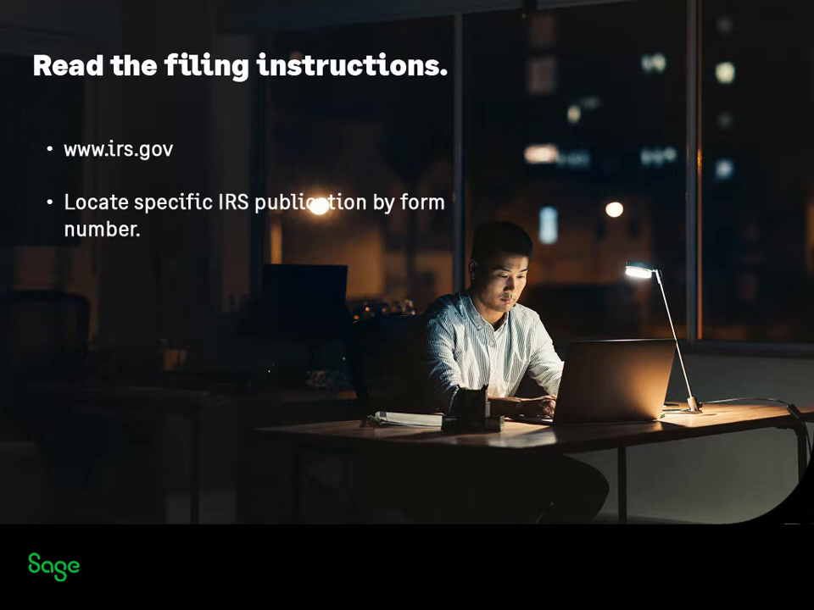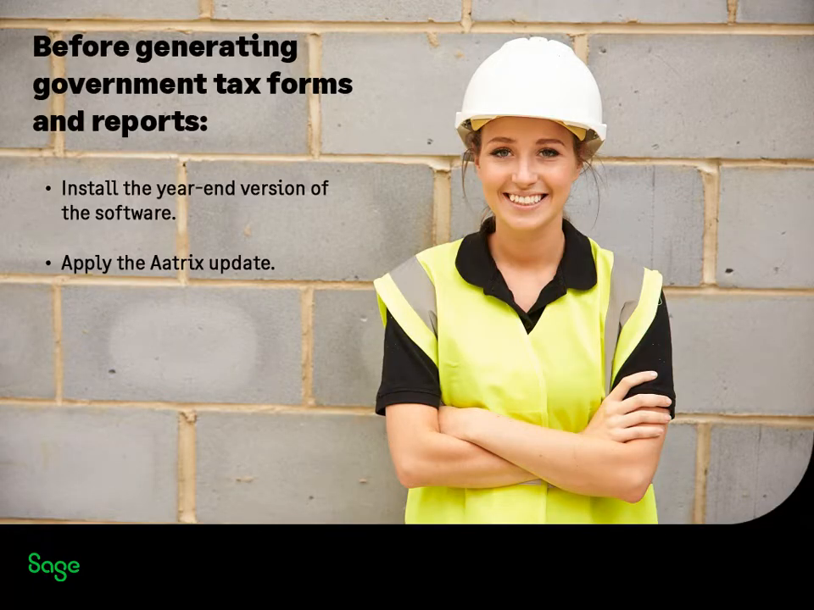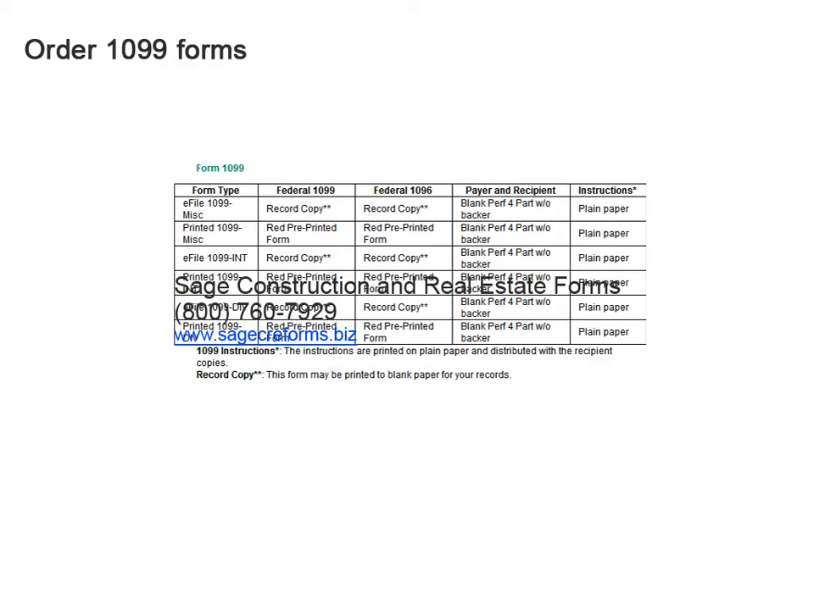Reporting requirements may change from year to year, so read up-to-date filing instructions to ensure that you are in compliance with the IRS. Yes, we download the instructions booklet from the IRS website every year. And make sure you install the year-end version of the software and the Atrix update before you generate government tax forms and reports.